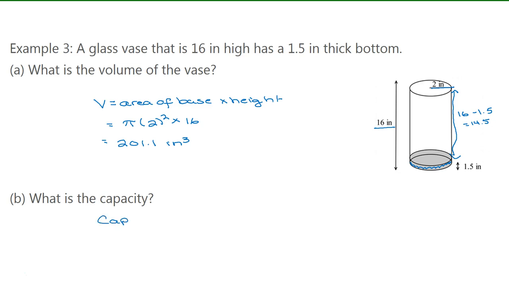So if I were to calculate the capacity and do area of the base times the height, I have the same base, so it's still pi times 2 squared, but I'm not going to multiply it by 16, I'm going to multiply it by 14.5, because that's the height of the liquid that I can put in. You can't put a full 16 inches of liquid in because of the bottom. So that's the difference between volume and capacity. Now multiplying that together, I get 182.2 cubic inches.